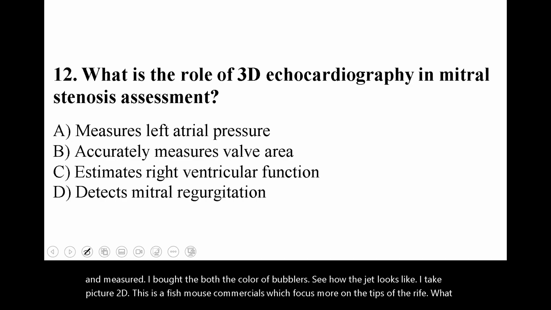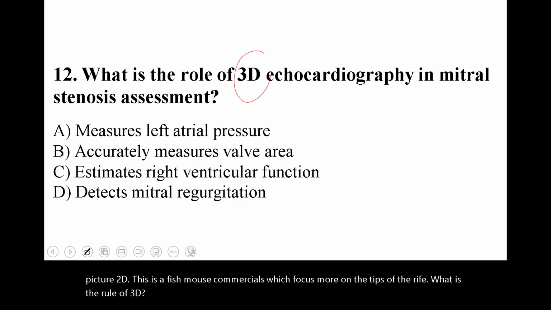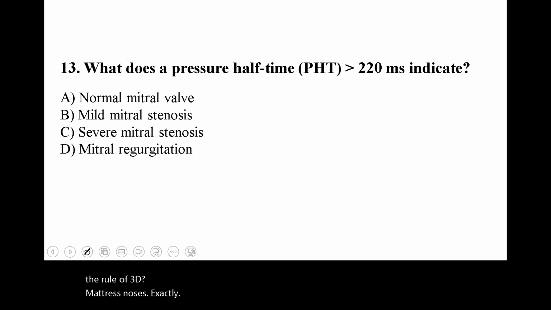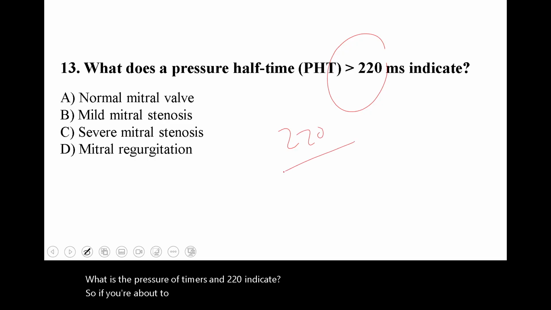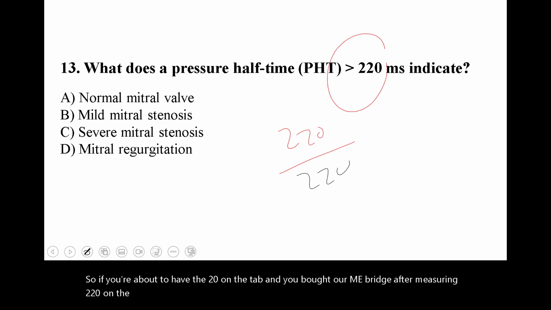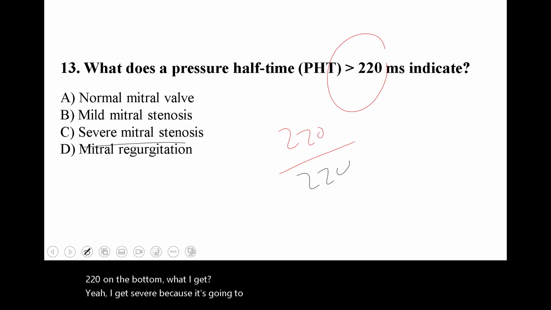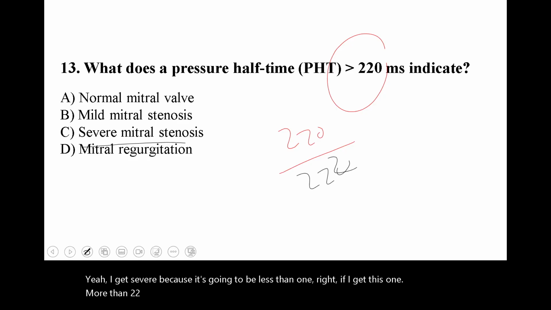What is the role of 3D in mitral stenosis? Exactly, valve area. What does a pressure half time more than 220 indicate? If you put 220 on the top and our pressure half time measurement on the bottom, what do I get? Yeah, I get severe because it's going to be less than 1, right? If I get more than 220, still this will be less than 1, right? So it's going to be severe mitral stenosis.